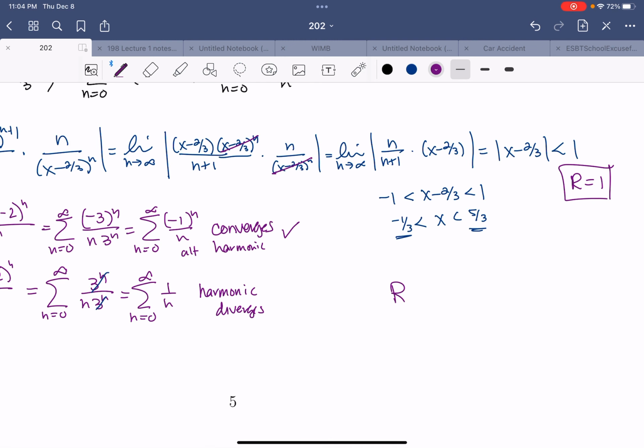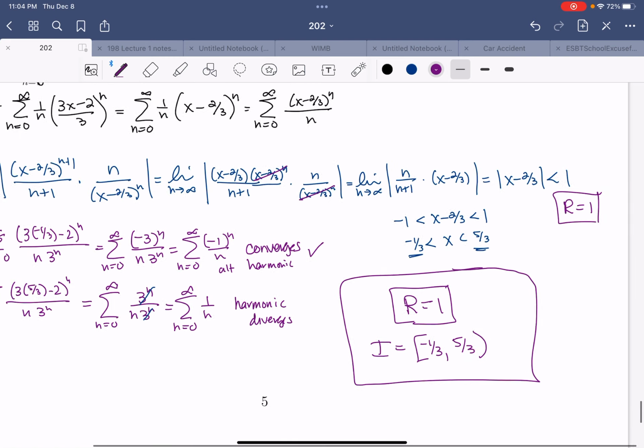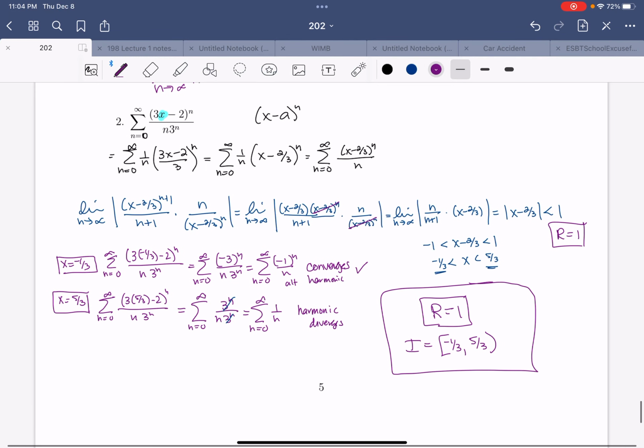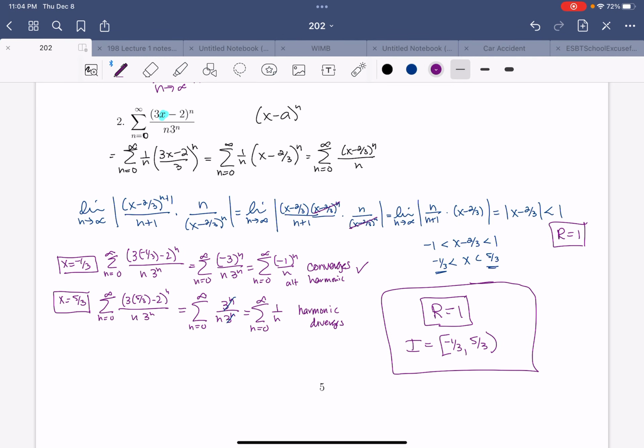So my R is equal to 1. And my interval is going to be, we're including the negative 1/3, but we're not including the 5/3. So it will look something like that. So again, kind of 3 problems in one.